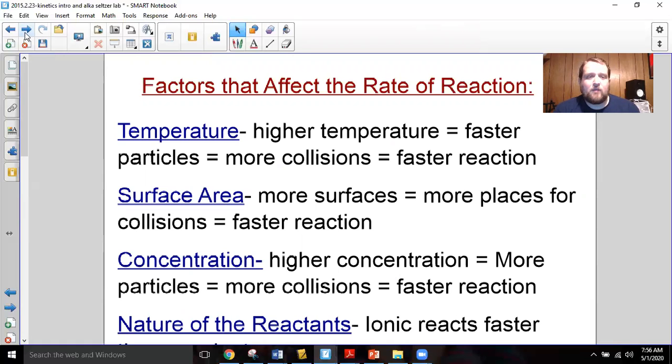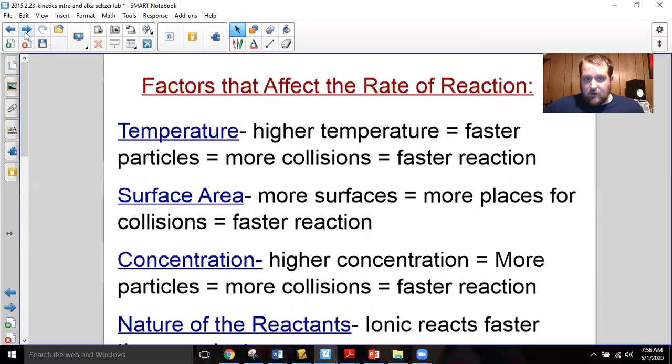Temperature: the higher the temperature, the faster the particles. And if the particles are going faster, that means A, they have more energy for collisions, but B, it also means that more collisions are going to happen. And the more collisions that happen, the more of a chance that some of them will be effective. So temperature probably has the biggest effect.